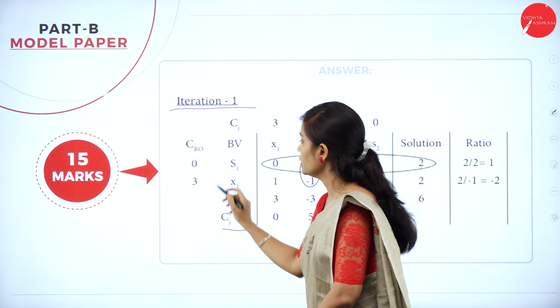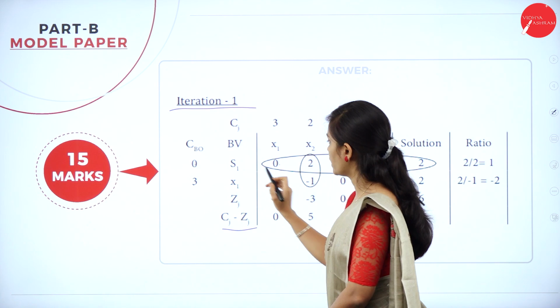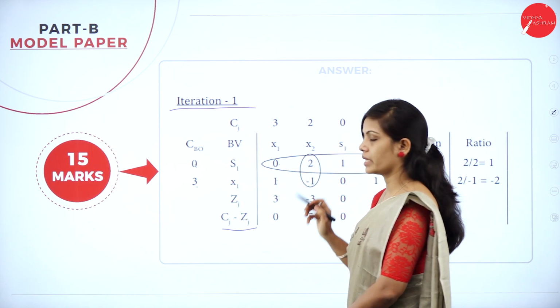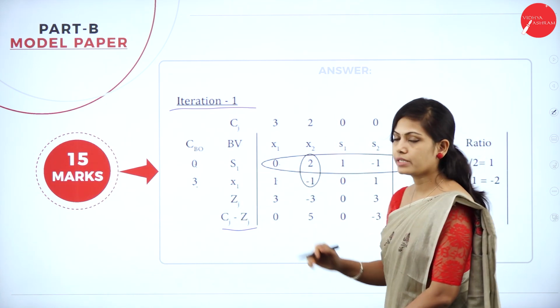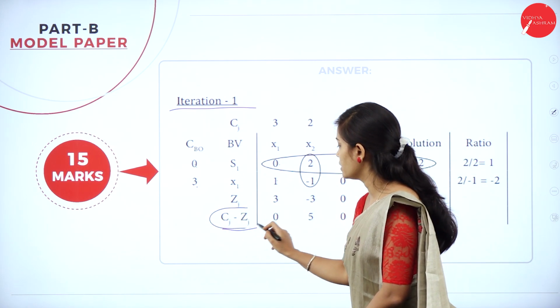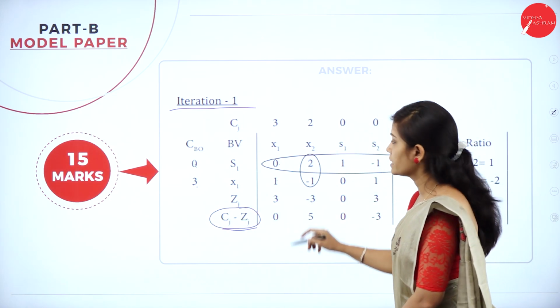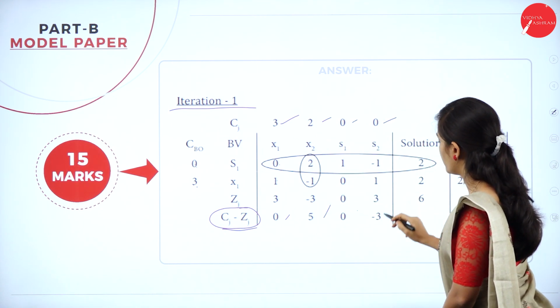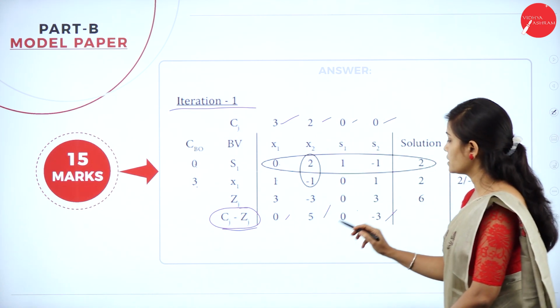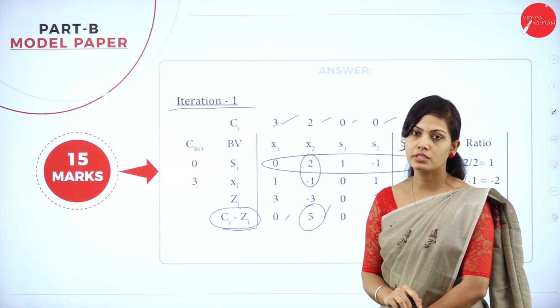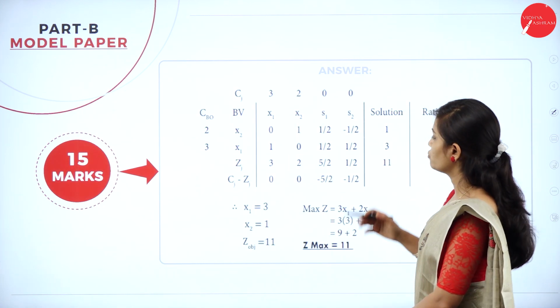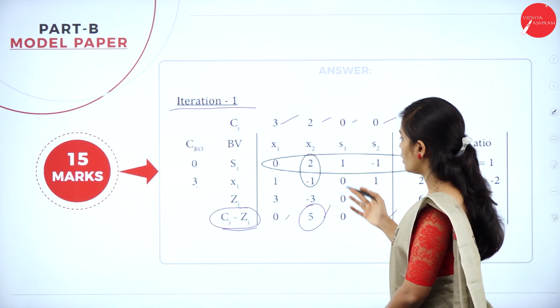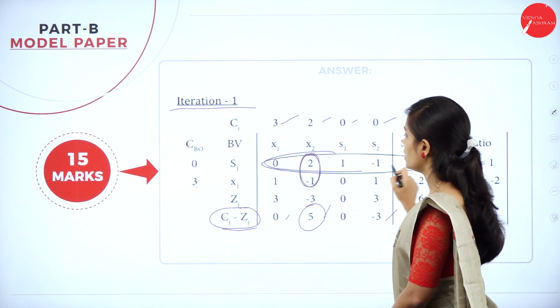So how to find Zj? 0 into 0 plus 3 into 1, 0 into 2, 3 into minus 1. So like that you can find the Zj value, and next is Cj minus Zj. So Cj minus Zj means 3 minus 0, 2 minus 5, 0 minus 0, 0 minus 3. So now it's not satisfying because it has a positive value. And next you have to find again the key column and key row.